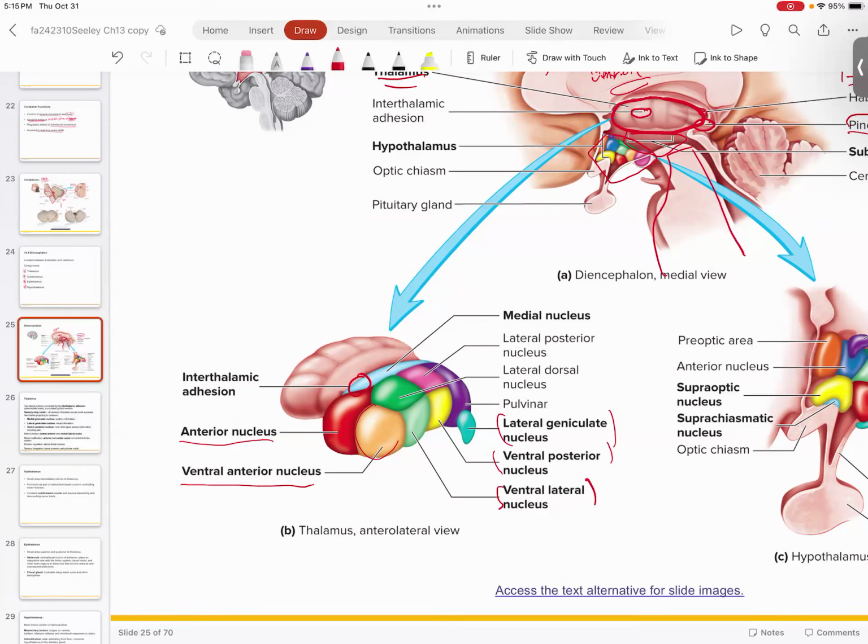It's geniculate nucleus. So this is one that we oftentimes will see a lot of literature on. The pulvinar, the lateral dorsal, and the lateral posterior nucleus. So you'll see there's a lot of different nuclei that are involved here, and they all have slightly different jobs.